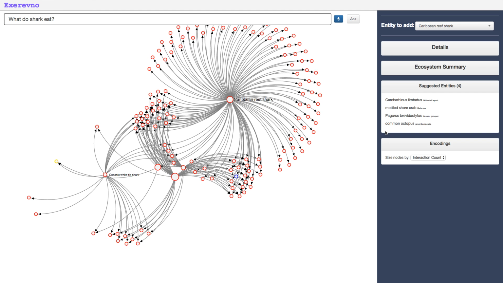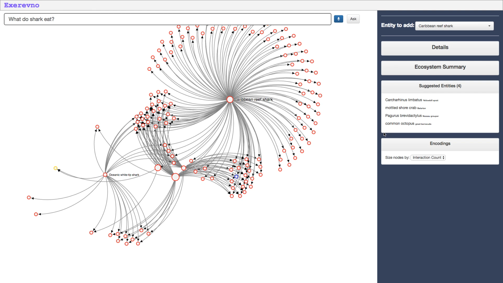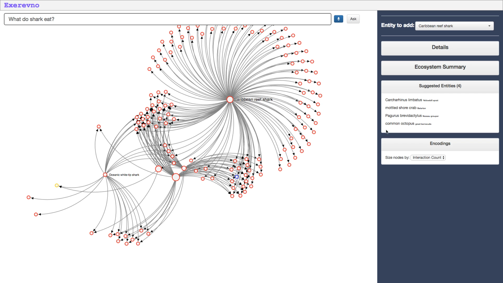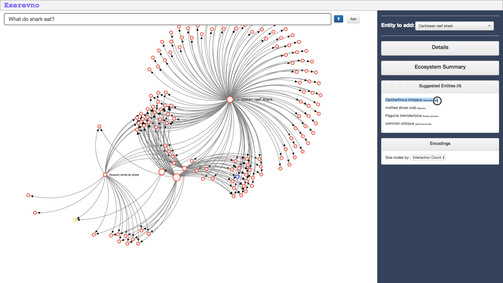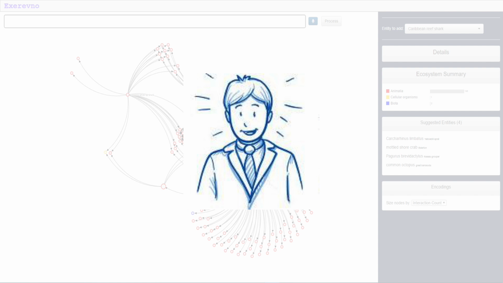Exerevno is intelligent enough to understand attributes of entities John is interested in and suggest entities even if a connection is not directly evident based on entity strings. Here, Exerevno understands John is interested in sharks and suggests Carcharhinus limbatus, which is the biological name for a blacktip reef shark.